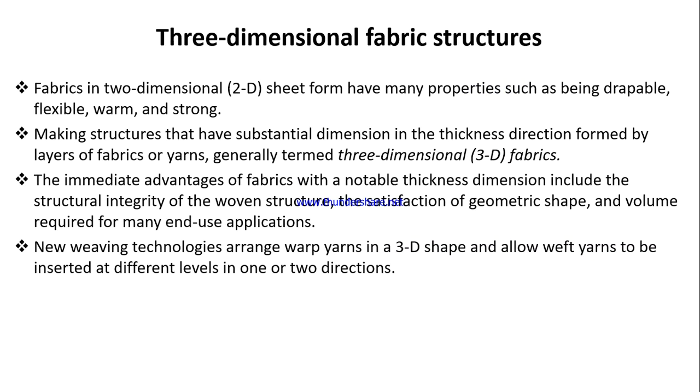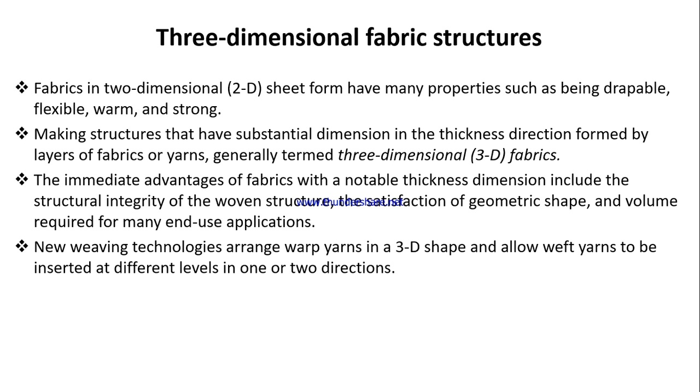Three-dimensional fabric structure. Fabrics in two-dimensional or 2D sheet form have many properties such as being drapable, flexible, warm, and strong. Whatever we have discussed till date is on 2D weaving, where a set of weft and a set of warp are interlaced together to form a two-dimensional sheet-like form that is called 2D fabric. But now in this chapter we shall discuss three-dimensional fabric.